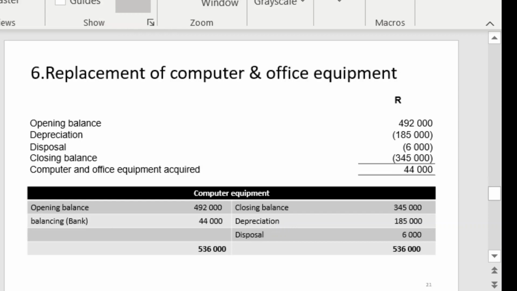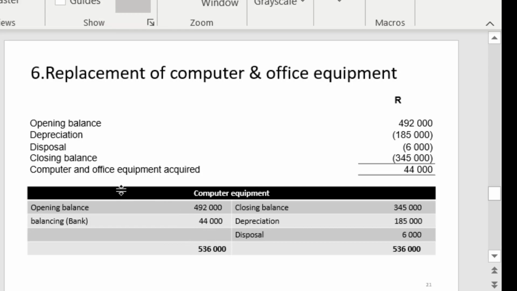Then let us move on to computer equipment and office equipment. Again, we're going to use the T account. Opening balance was 482,000, closing balance 345,000, depreciation 185,000, and there was a disposal. Where do we get the disposal amount? It is provided in additional information number 3, that computer and office equipment with a carrying amount of 6,000 was disposed of. So the movement, which is the cash movement, is 44,000.